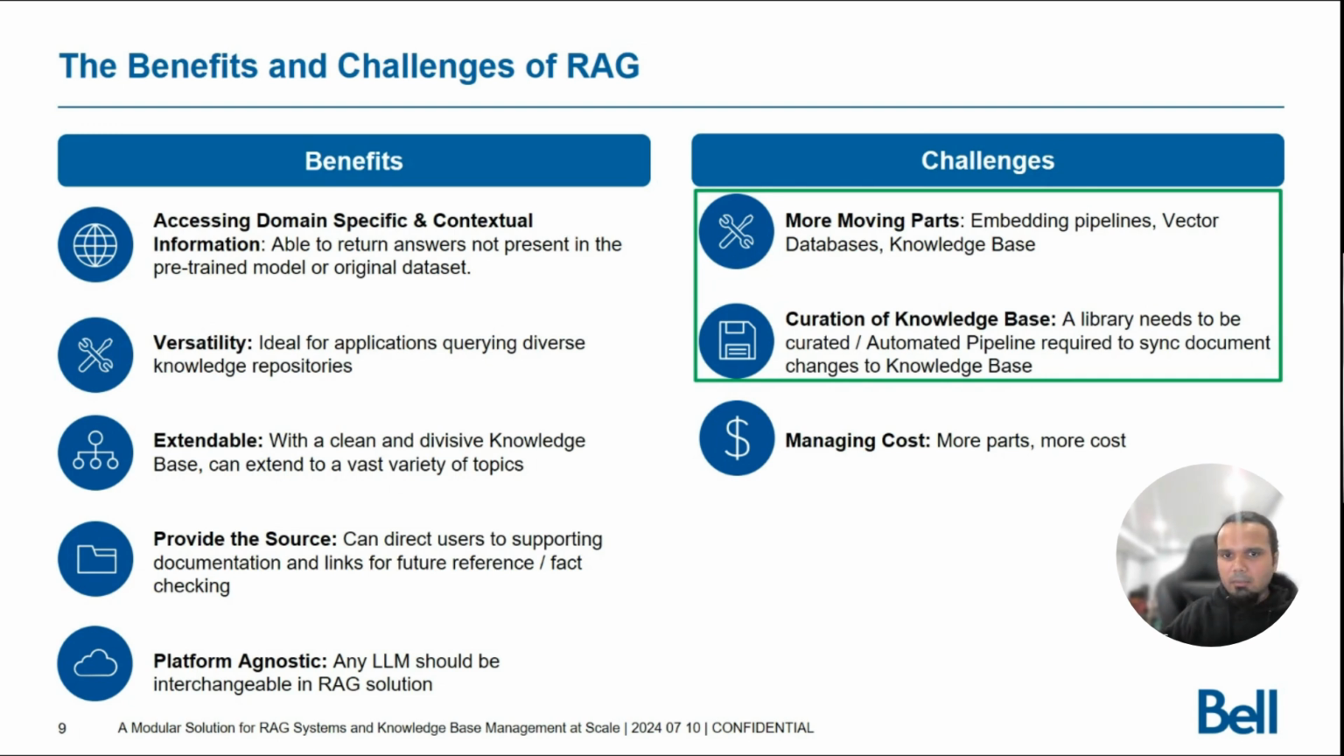And obviously, with these benefits come challenges. If you remember the two architectures you saw, the normal LLM chatbot and the RAG chatbot, the RAG architecture had a few additional components in there. One of them was a knowledge base. Another was the vector database that essentially indexes the knowledge base for efficient retrieval. And to create and maintain those vector databases and knowledge bases, you need embedding pipelines. So you've got more moving parts.